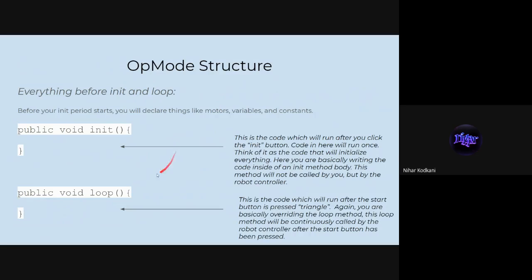When you have an op mode, these methods are empty, so it's going to do nothing when you run your program. That's why we have to put some code inside of these, so that when the phones and FTC call the methods, it can actually do something. This init method runs once when the init button is pressed, and then this loop method runs in a loop after the start or triangle button is pressed.